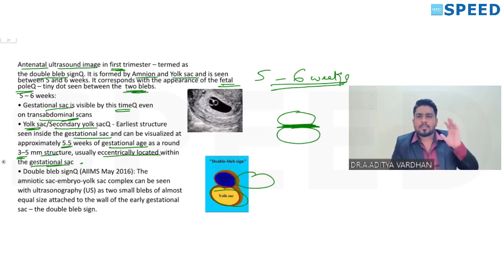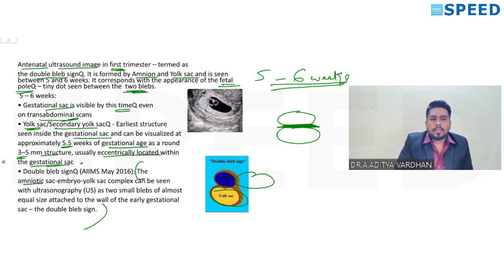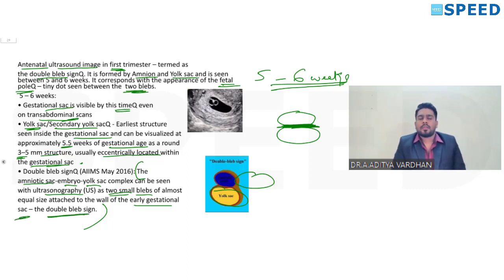This double bleb sign was asked in the AIIMS exam May 2016. I will discuss the same line as the MCQ point. The amniotic sac and embryo yolk sac complex can be seen with ultrasonography as two small blebs of almost equal size attached to the wall of the early gestational sac, which is the double bleb sign. So I have consolidated all the points regarding double bleb in a single slide, so that if you revise through these points, you won't make a mistake.